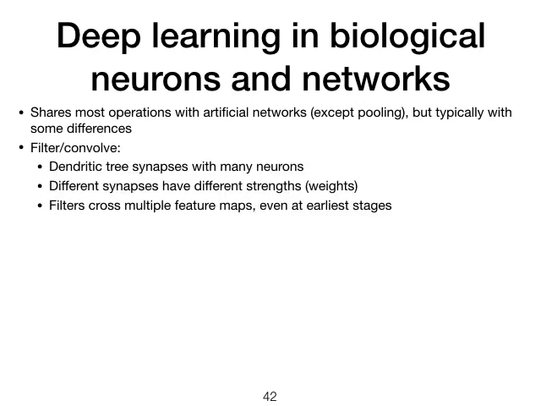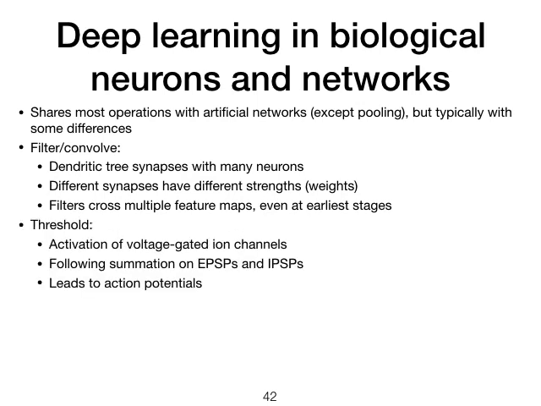The filter and convolve operation primarily relies on dendritic tree synapses interacting with many upstream neurons in the previous layer. Different synapses have different strengths, much like the elements in a filter. And filters cross multiple feature maps, like the different colors, even at the very earliest stages. And that does typically happen in artificial neural networks, particularly where the first stage is a color image.